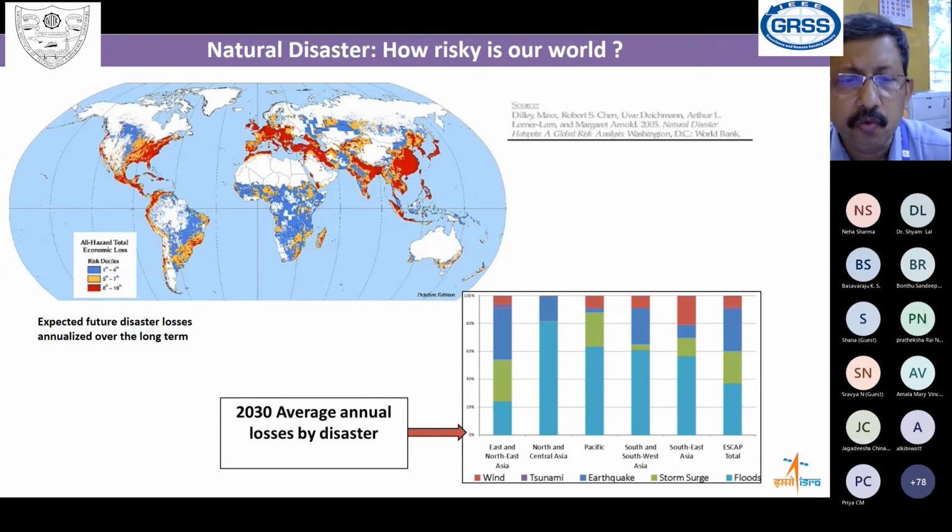And if we see what are the major types of disasters prevalent in the Asian region, in most of the areas it is flood. But in some regions like East and Northeast Asia, mainly Japan and other places, which we also know as the Pacific Ring of Fire, earthquake plays a very important role in the disasters, along with storm surges.